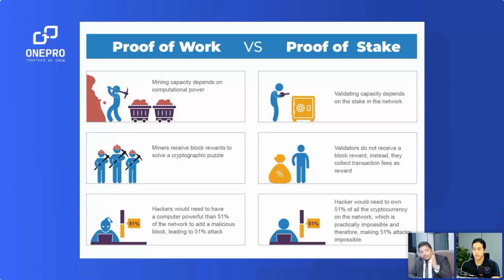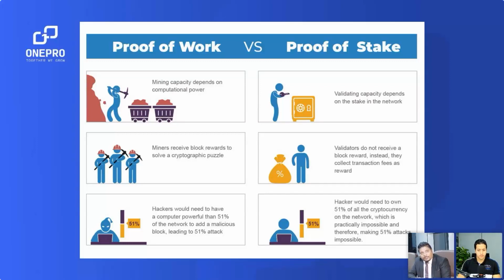For proof of work and proof of stake, we call it the consensus mechanism. This is where the security is within the cryptocurrency. In proof of work, mining capacity depends on computational power. Which means if you want to get rewards for validating the transactions, you have to keep your computers on, and for that, 1,000 watts are wasted because of the transactions.